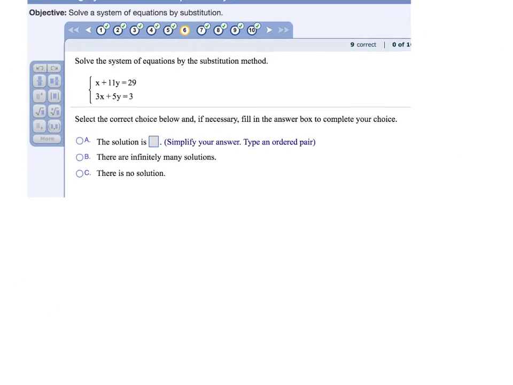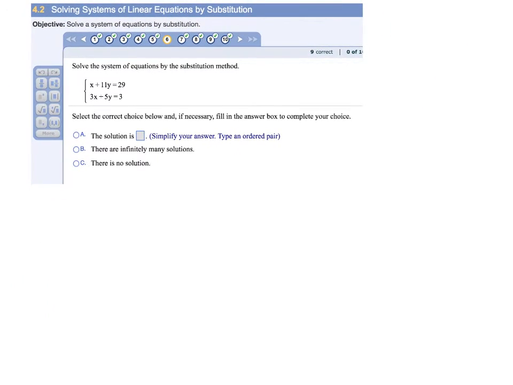All right, so we're going to find where these two lines cross. You've got x plus 11y equals 29, and you've got 3x plus 5y equals 3. Right now, neither of these equations has been solved for a variable. But this one's close because it has just a plain old x. So let's solve for x.